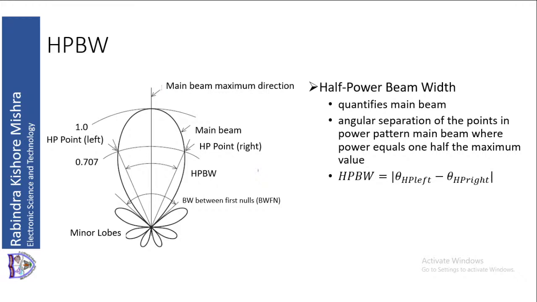Among the minor lobes, those below this line, which passes through the antenna or the source, on the horizontal line, those lobes are called the back lobes. So we have three types of lobes: the main lobe, then the side lobe, then minor lobes, then back lobes. Back lobes are a type of minor lobes. Side lobes are also a type of minor lobes.